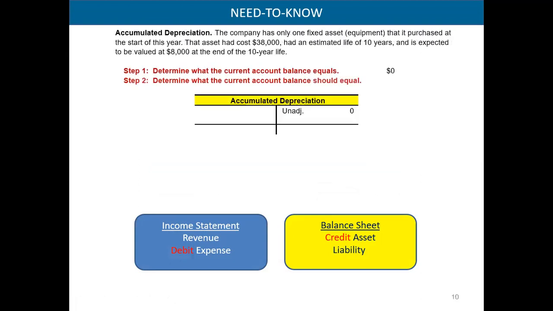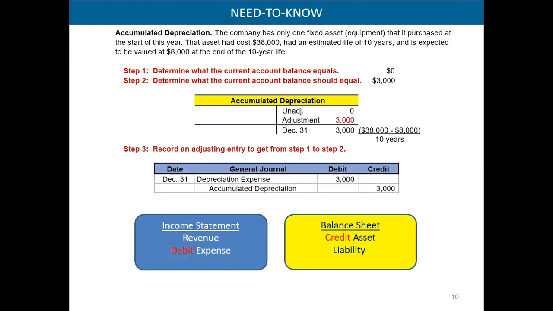All right, here's another example. This one is of accumulated depreciation. It says the company has only one fixed asset, equipment that it purchased at the start of this year. The asset had a cost of $38,000, had an estimated life of 10 years, and is expected to be valued at $8,000 at the end of its 10-year life.